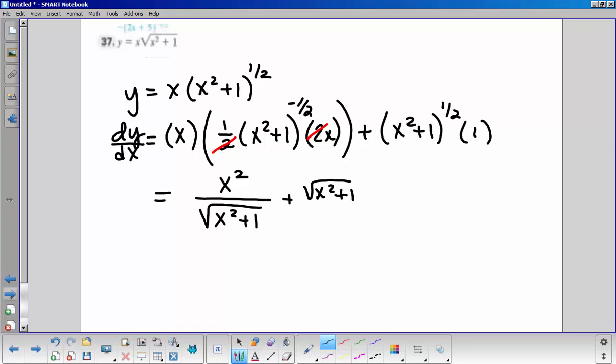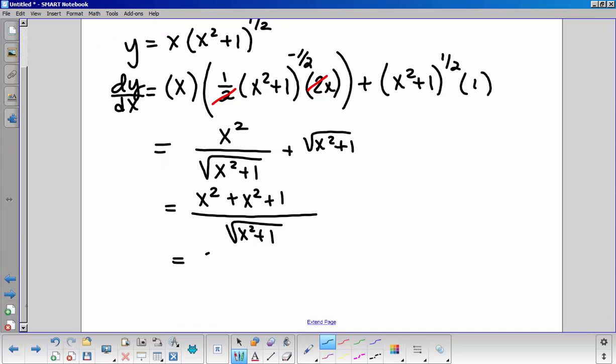Just do the second one. What is the common denominator here? Root x squared plus 1. This one I don't have to do anything to. What do I have to multiply this by? Root x squared plus 1, which pulls it out, plus x squared plus 1, and takes the square root off. 2x squared plus 1 over the square root of x squared plus 1.